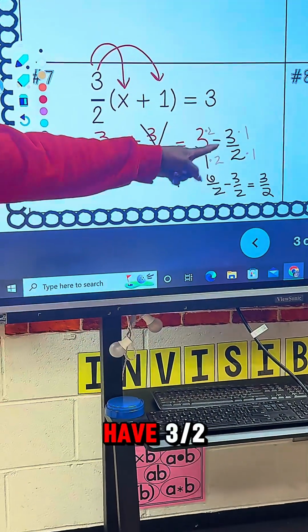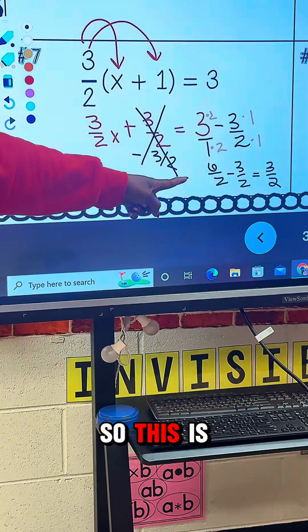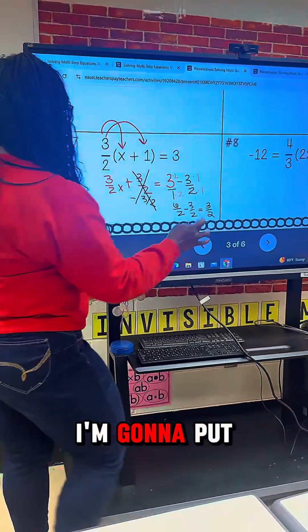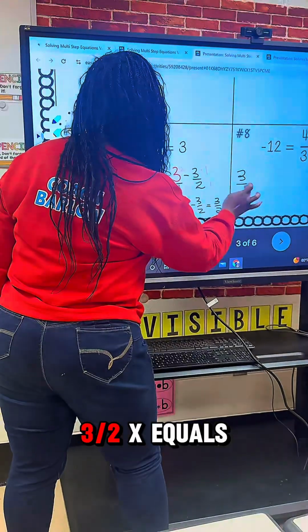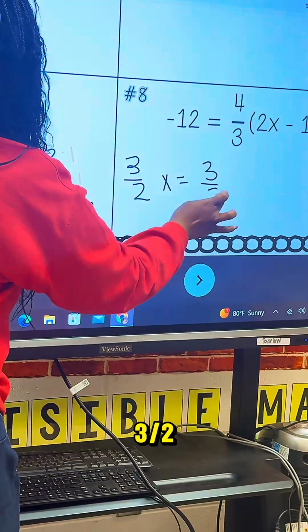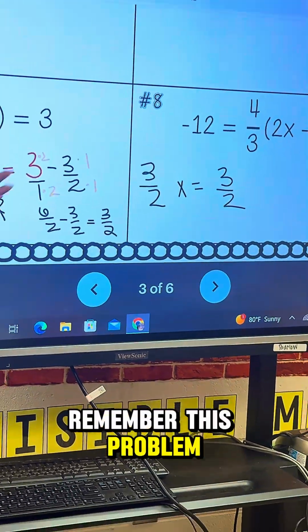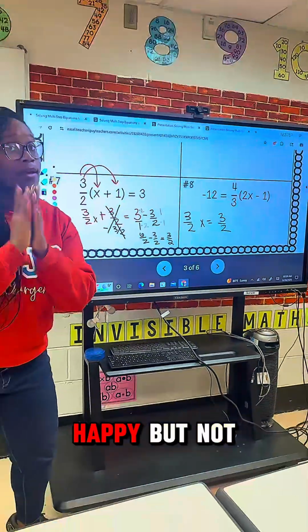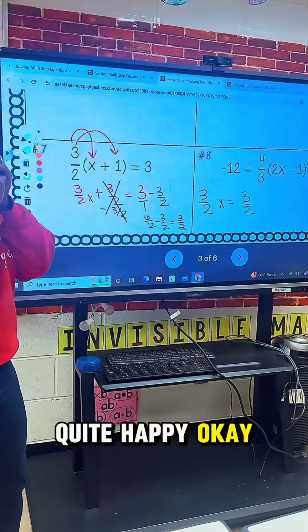Okay, so we have 3/2. So this is what we're gonna do, y'all. And I'm gonna move over to this side of the board a little bit. I'm gonna put 3/2 x equals 3/2. Remember, this problem goes with this. X is almost happy, but not quite happy, okay?